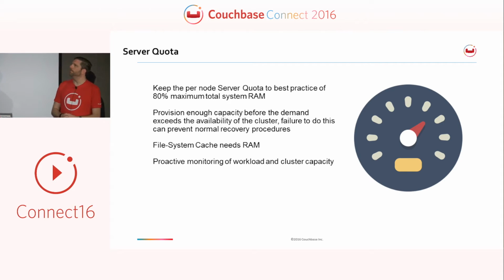Okay, server quota. The best practice here is to set a maximum of 80% of your total RAM on a system. This is because you need enough memory left for things like your file system caches and other things running on your operating system. Don't set it to 100% because it will just use the entire memory on your system, and then if you're running Linux, for instance, the OOM killer will actually just kill off Couchbase because there isn't any RAM to run anything else. So just tune that down to 80% as a best practice.